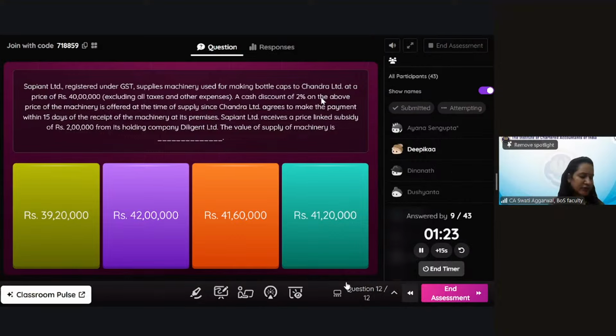This is the last question of the day. So please compute it very carefully. One minute is left with you. This is the last question for today. It will define who is the leader of today's GST Titan quiz. Twenty-three students have already answered out of 43.